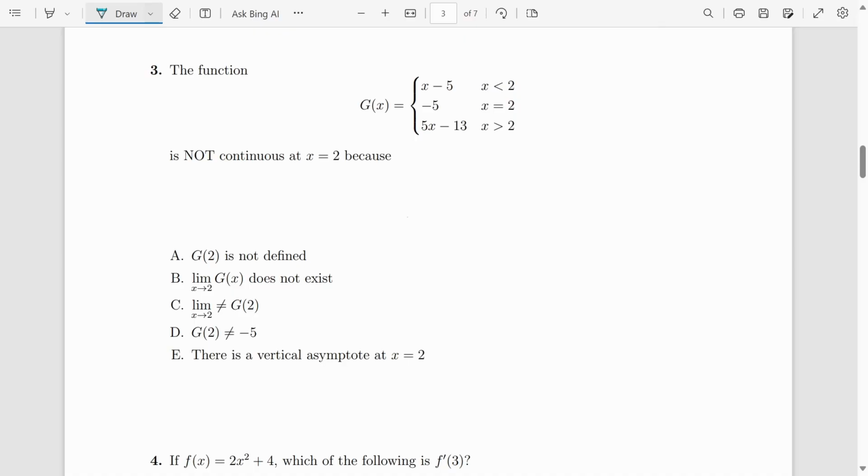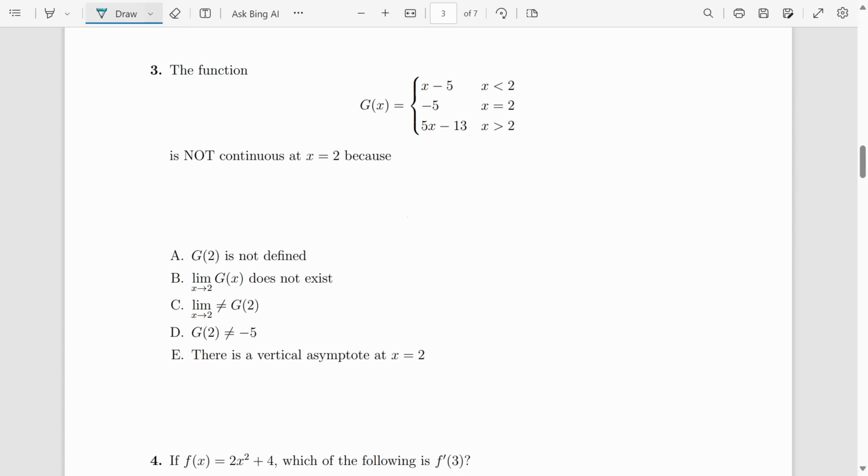Question 3. It's one of these piecewise questions. I kind of like doing piecewise stuff. So it's defined as x minus 5 whenever x is less than 2. It's defined as 5x minus 13 whenever x is greater than 2. And when x equals 2, it's just defined as -5. So that's the piecewise function.